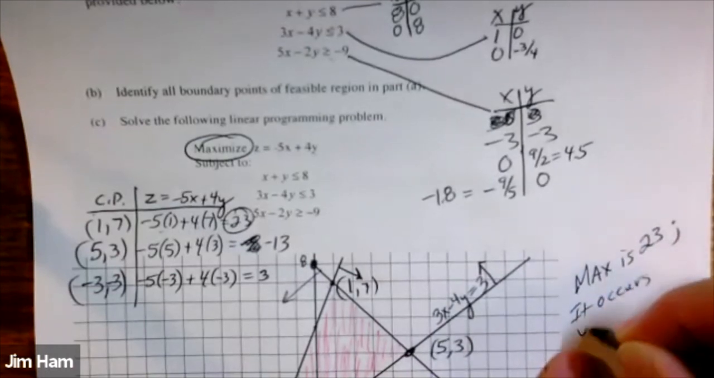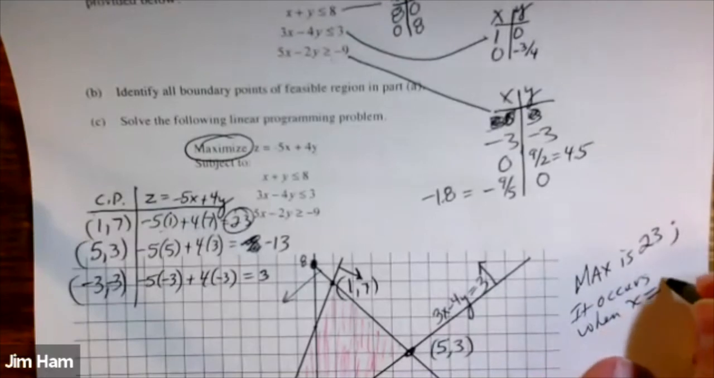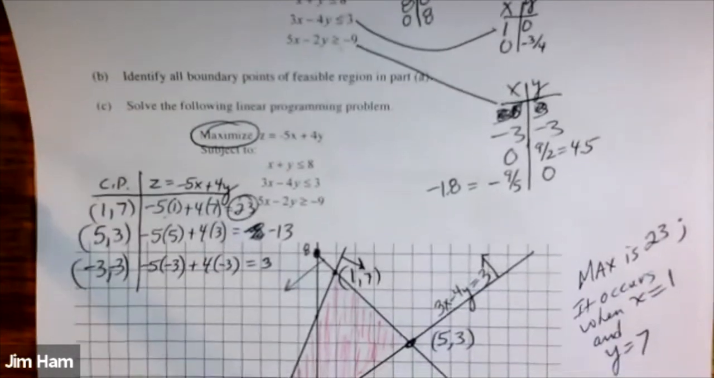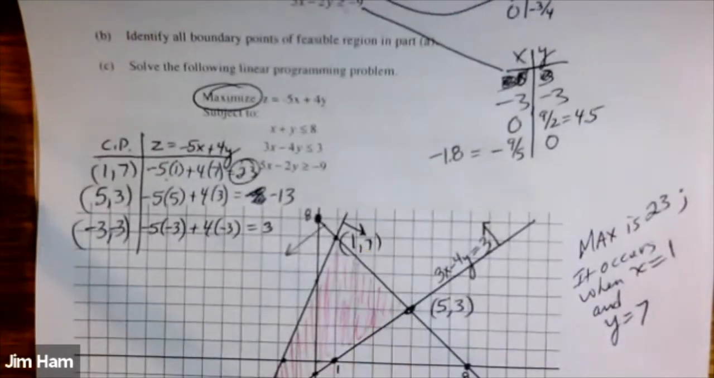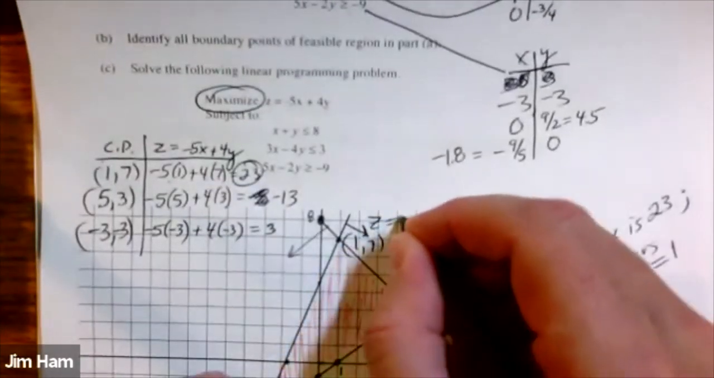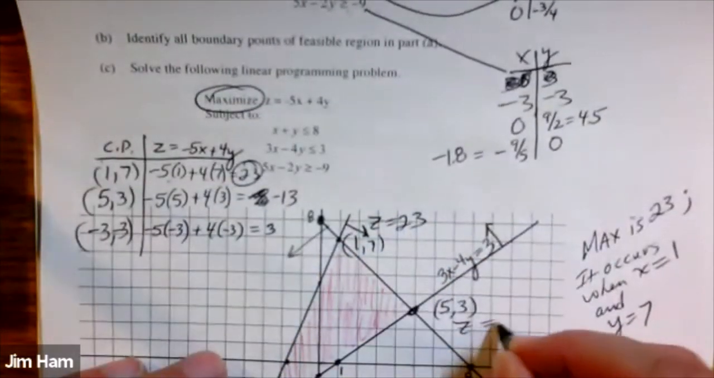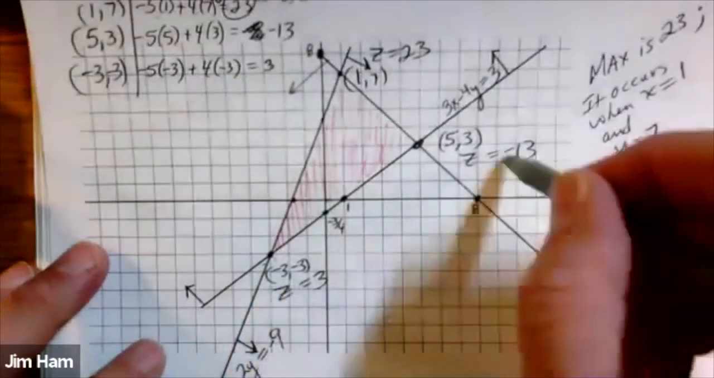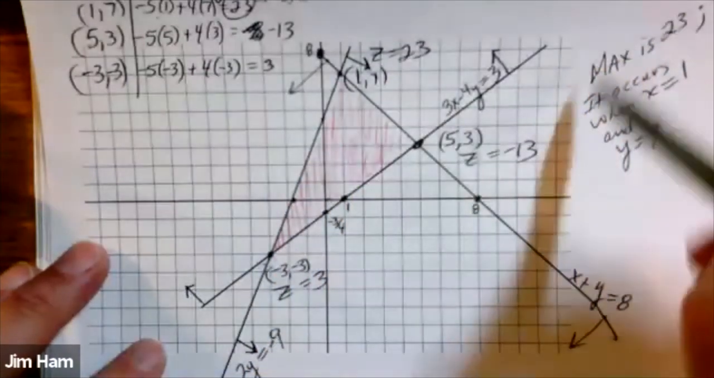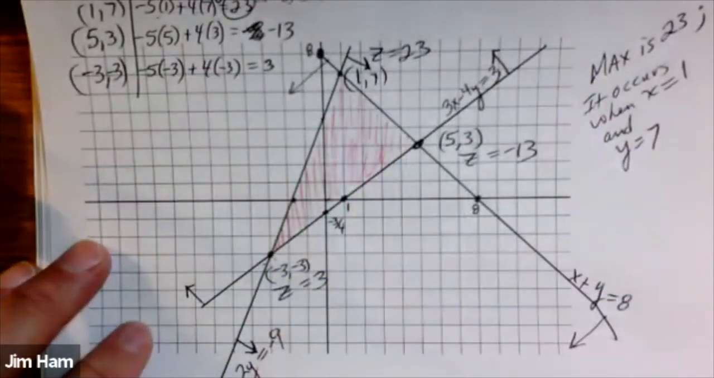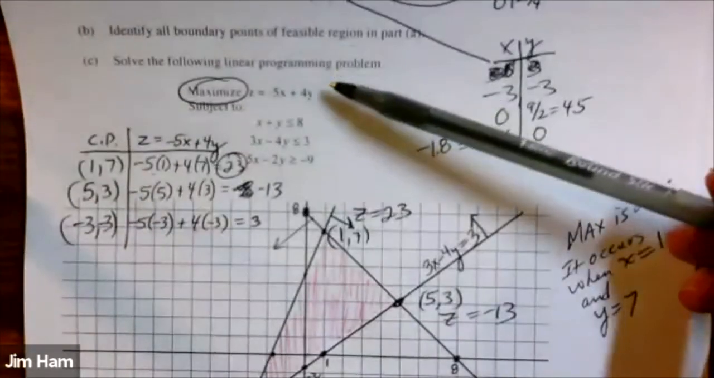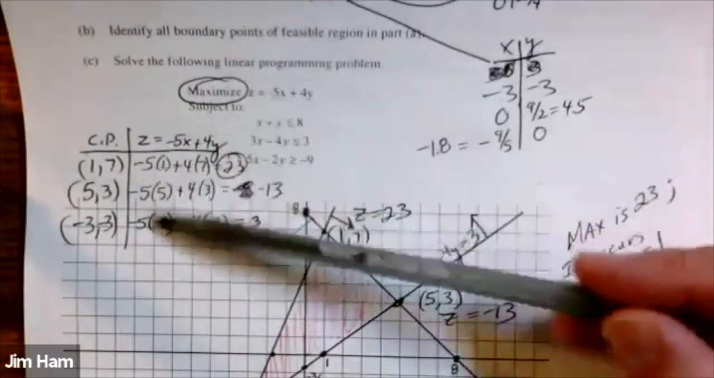It occurs when x is equal to 1 and y is equal to 7. So here's the corner point that we're talking about, and the z value here is 23. The z value here is -13, and the z value here is 3. And of the corner points, the largest z value is this one here. So here's the answer. It occurs at 1, 7. So part C, really all that's involved is that you just put the corner points into a table and evaluate z.